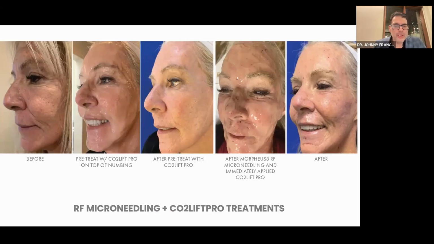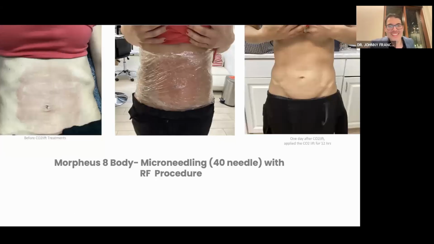We don't typically pre-treat too much, though we have been playing with using the CO2 in combination with numbing cream to see if we can open up those capillaries and increase the effectiveness of the numbing cream in a shorter period of time, just because trying to move patients through the office effectively. So that's TBD. That's a study we have ongoing in our office right now. So when we get that done, we'll share it with you guys.